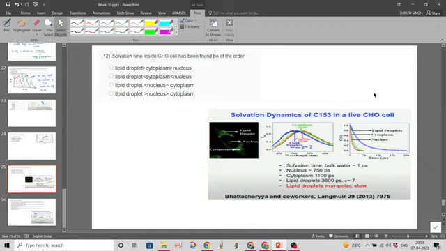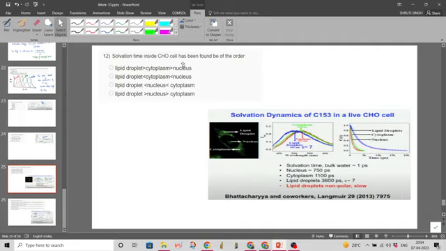So the 12th question is: the solvation time inside CHO cell has been found to be in the order of liquid droplet, then cytoplasm, then nucleus; or nucleus, then cytoplasm, then liquid droplet; or cytoplasm, nucleus, liquid droplet; or liquid droplet, nucleus, or cytoplasm.